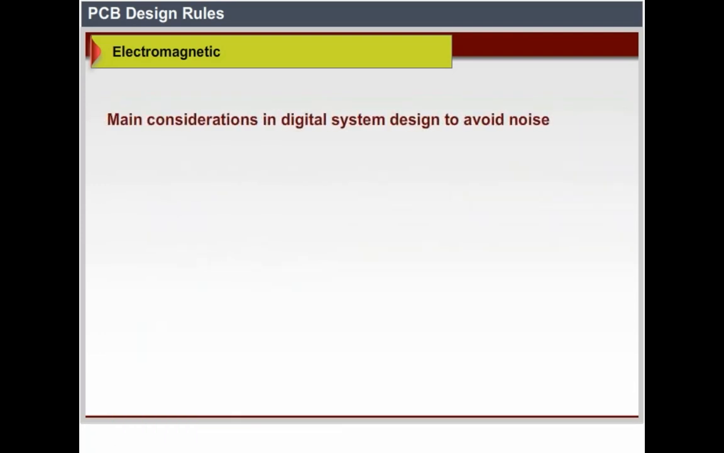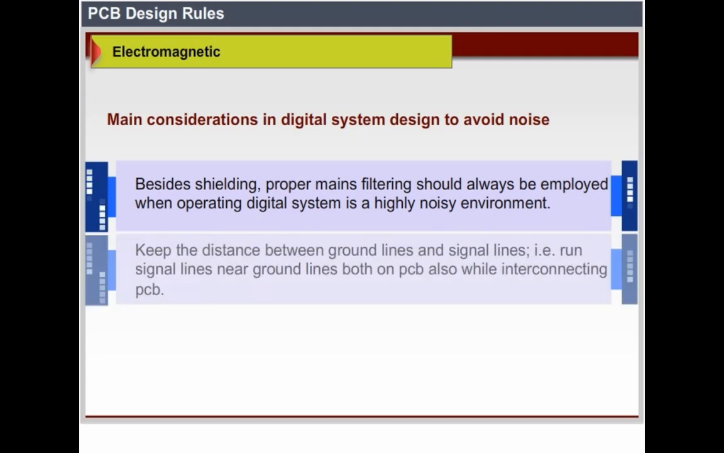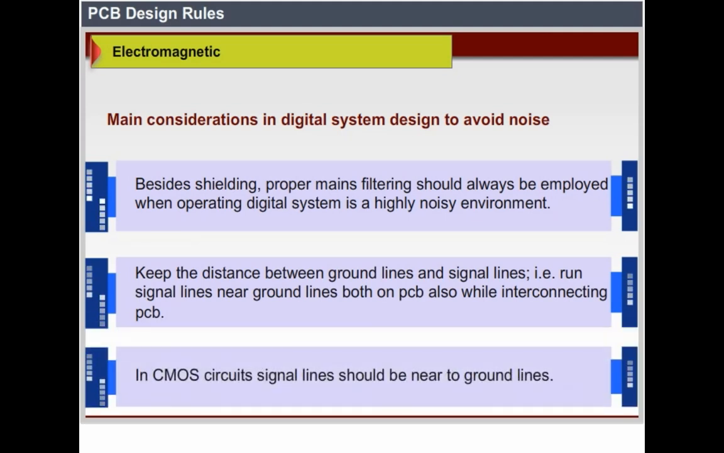The main consideration in digital system design is to avoid noise. In addition to shielding, proper mains filtering should always be employed when operating digital systems in a high noise environment. Keep the distance between ground lines and signal lines low, that is, run signal lines near ground lines both on the PCB and when interconnecting PCBs. In CMOS circuits, signal lines should be near the ground lines.